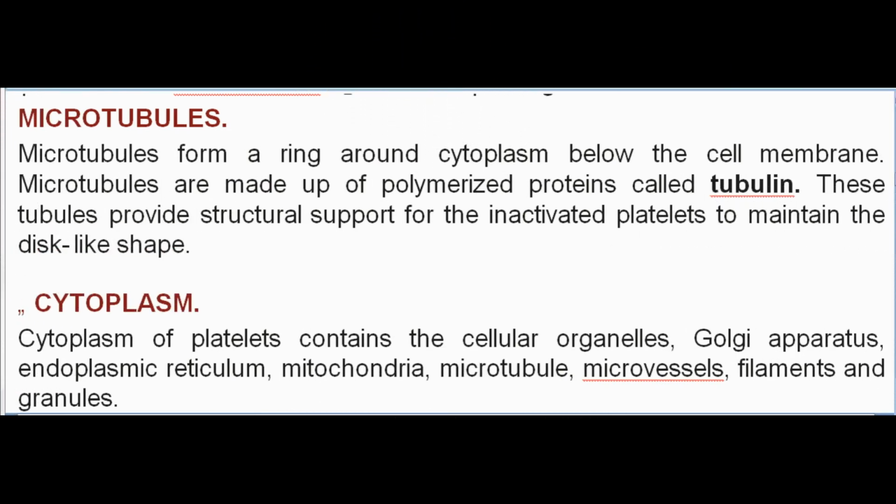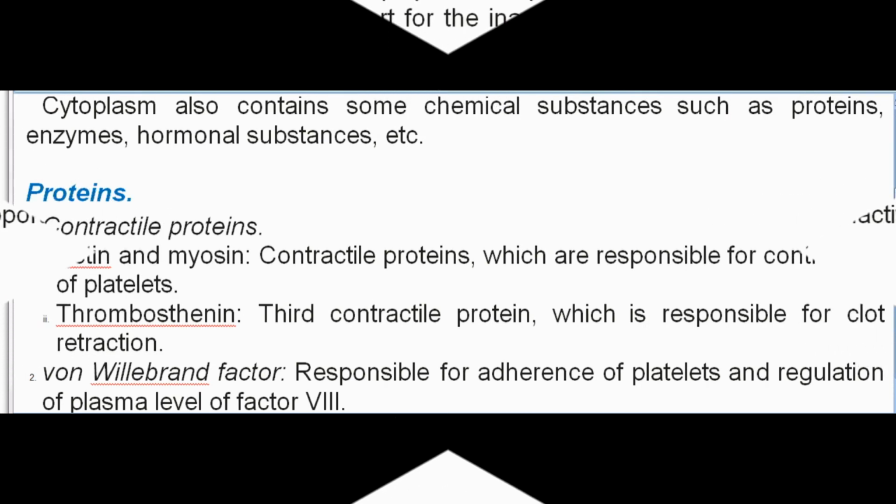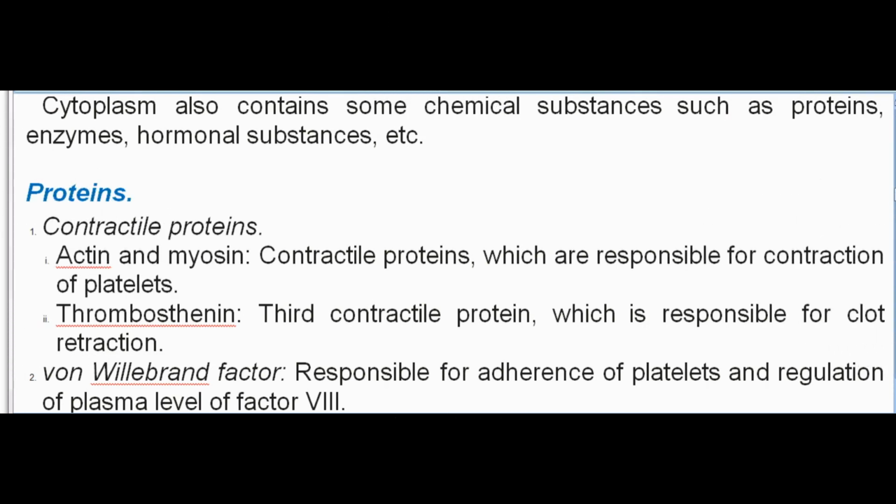Microtubules. Microtubules form a ring around the cytoplasm below the cell membrane. Microtubules are made up of polymerized proteins called tubulin. These tubules provide structural support for the inactivated platelets to maintain the disc-like shape. Cytoplasm. Cytoplasm of platelets contains the cellular organelles: Golgi apparatus, endoplasmic reticulum, mitochondria, microtubules, microvessels, filaments, and granules. Cytoplasm also contains some chemical substances such as proteins, enzymes, hormonal substances, etc.